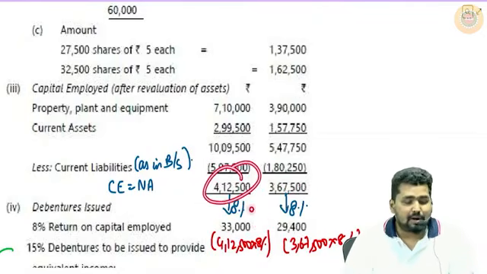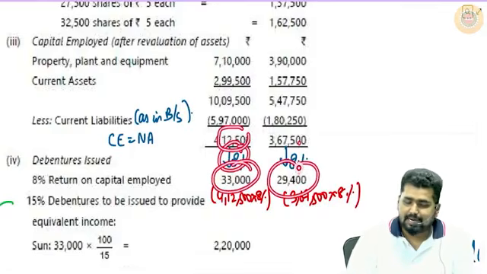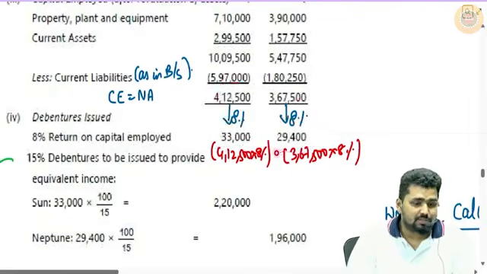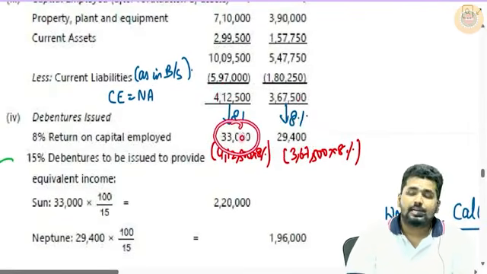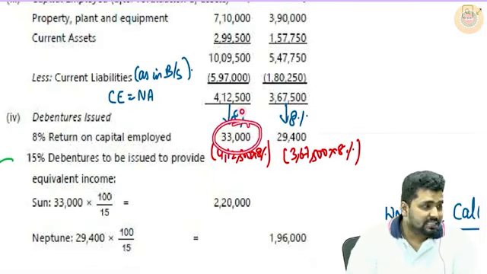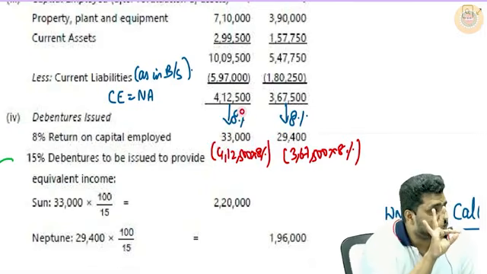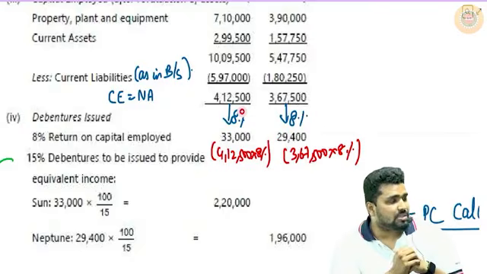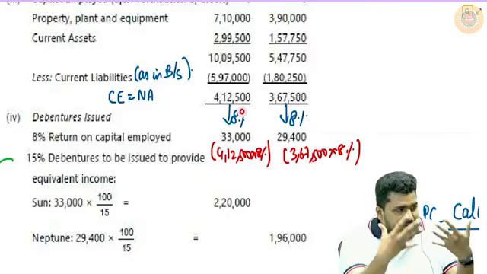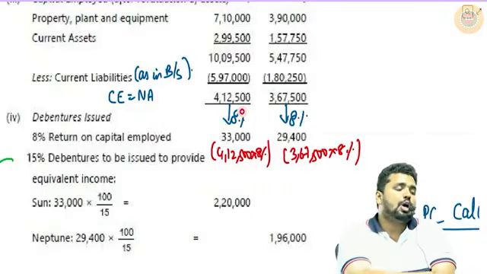In this capital employed, we are going to give debentures so that the debenture interest earns 8% of the capital employed as income. So 8% means how much? 412,500 into 8% is 33,000, and on 367,500, 8% is 29,400. So to the shareholders of Sun Limited, debentures should be given in such a way that the debenture interest gives them 33,000 as income. For Neptune Limited shareholders, we have to give so many debentures that the interest gives them income of 29,400.